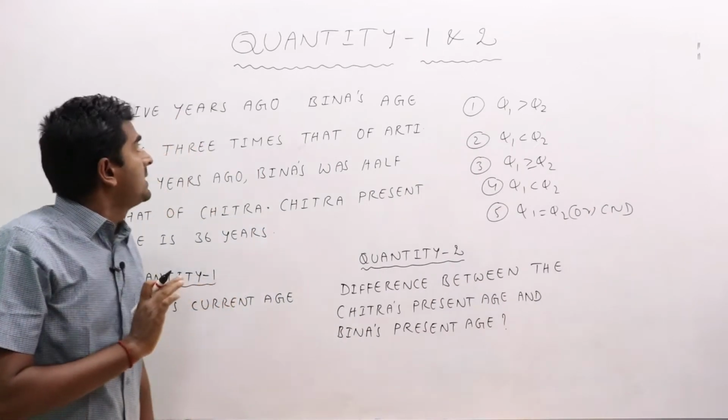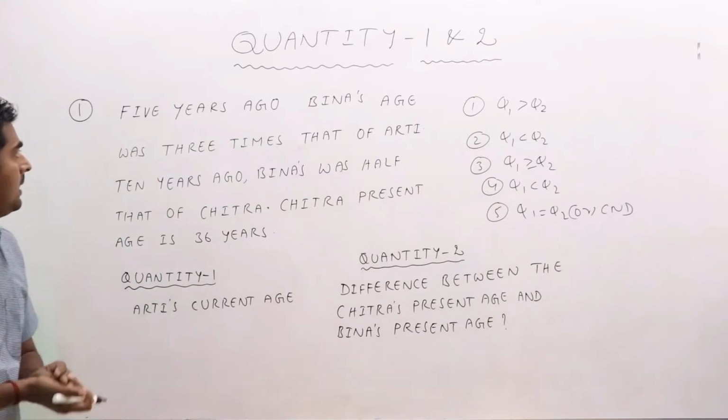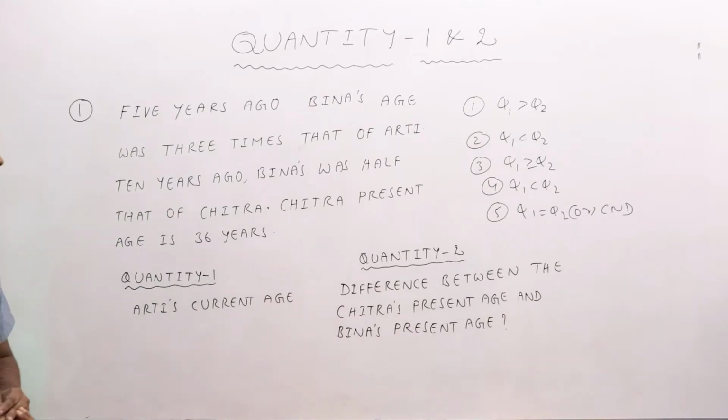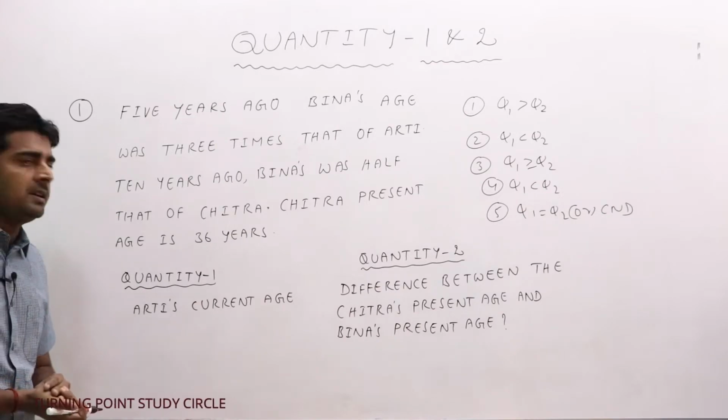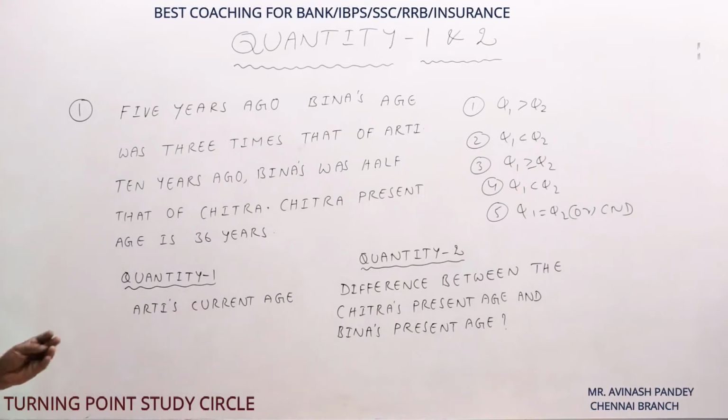Okay. So first we'll see about quantity 1. In quantity 1, you have one question. I will just read that question. 5 years ago, Bina's age was 3 times that of Arti's age at that time. 10 years ago, Bina's age was half that of Chitra. Chitra's present age is 36 years, right? So from this quantity 1, they are asking what is the current age of Arti.